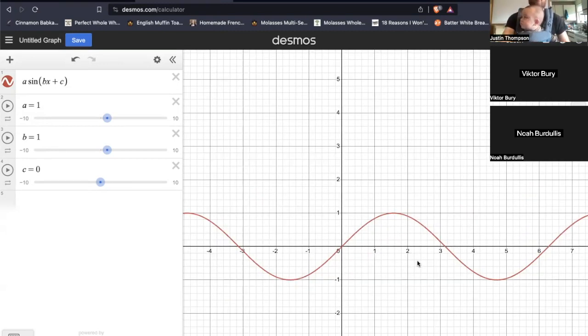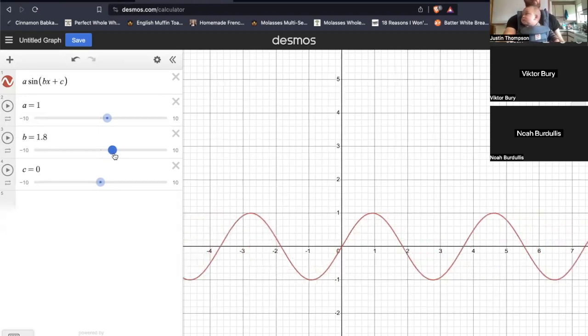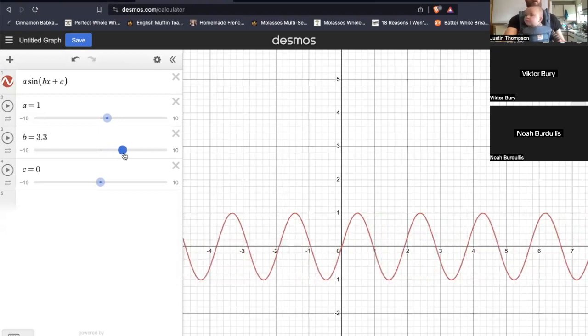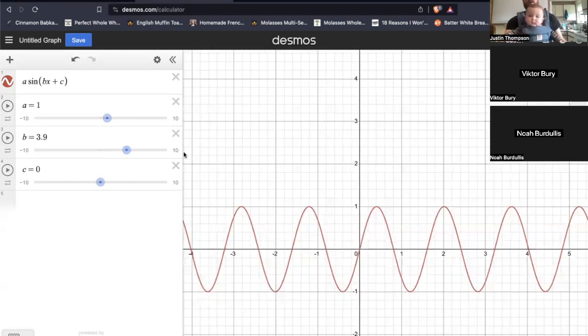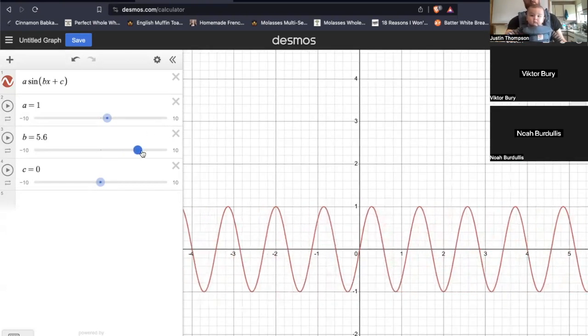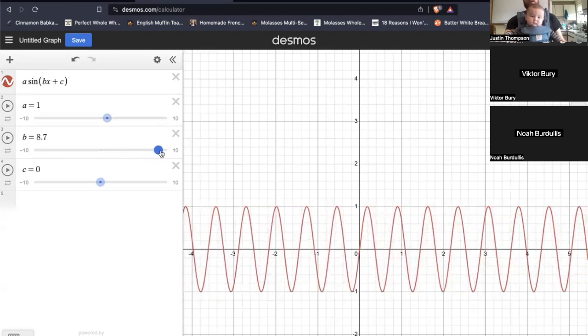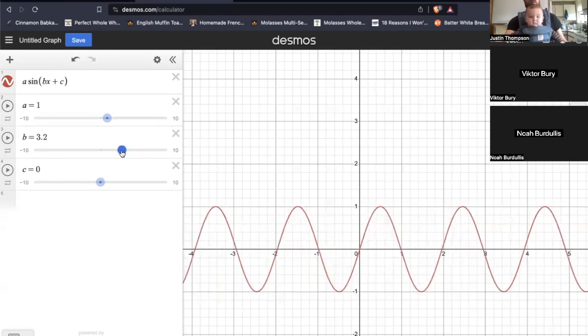But no, I'm going to slide the b slider to the right. That's going to make b bigger. You tell me, or you just think, what's going to happen to this graph? Okay, now let's do it. Is that what you expected to happen? Because when we multiply the input value by a bigger number, it should be a compression. All right. Now I'm going to slide it to the left to get us back to 1.